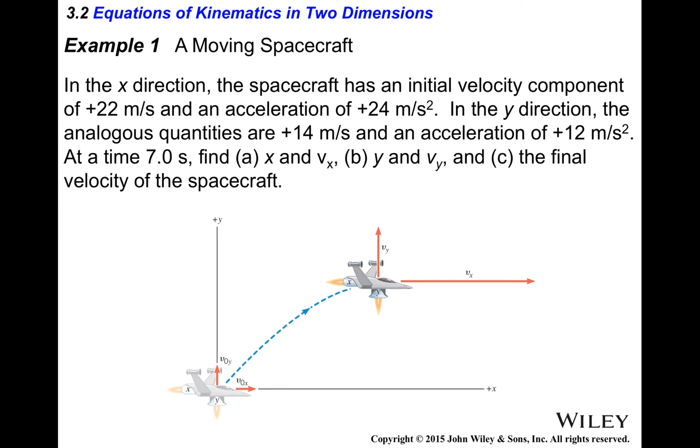In the x direction, the spacecraft has an initial velocity component of 22 meters per second, okay? And an acceleration of 24 meters per second squared. Whoa, that's really accelerating fast. In the y direction, it has an initial velocity of 14 meters per second and an acceleration of 12 meters per second squared. At time t equals 7, find x and Vx, find y and Vy, and then find the final velocity of the aircraft. So let's do that real fast, and then we'll move on.